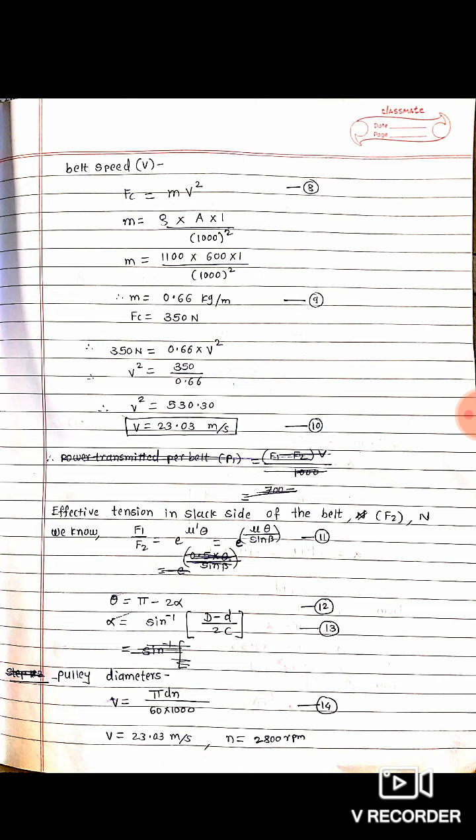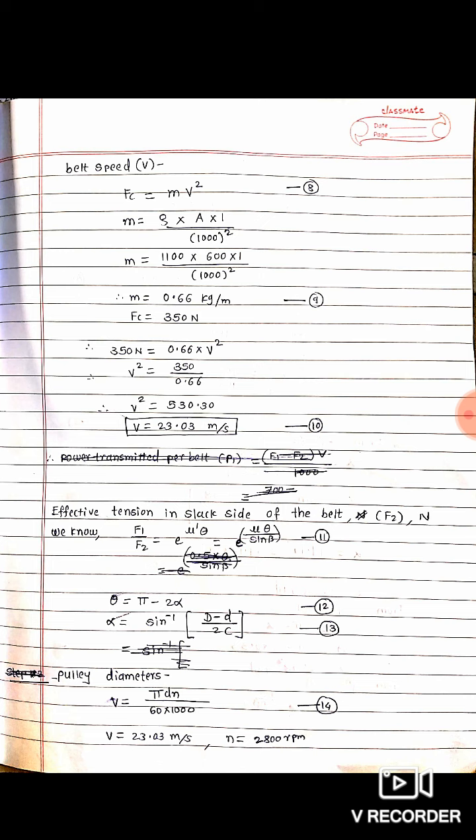So for calculating the P1 we get two values. Now we calculate F2, that is effective tension in slack side of the belt. We know the force equation in case of belts, that is F1 upon F2 is equal to e raised to mu dash into theta, where mu dash is mu upon sine beta. We substitute in equation, so F1 upon F2 is equal to e raised to mu theta upon sine beta.